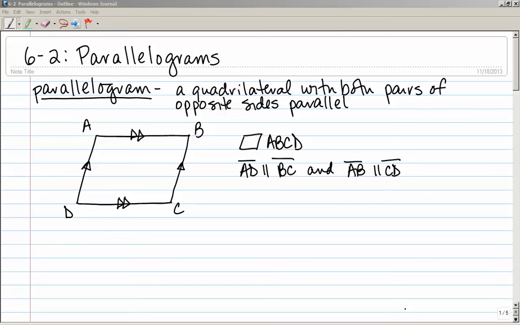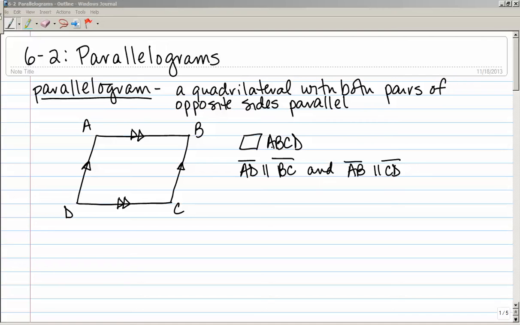Section 6.2 is on parallelograms. The definition of a parallelogram is a quadrilateral, that is, a four-sided polygon that has both pairs of opposite sides parallel. So here we have parallelogram ABCD, and we designate it this way with a little parallelogram, kind of like we did with triangles, and then the letters of the vertices, A, B, C, and D.